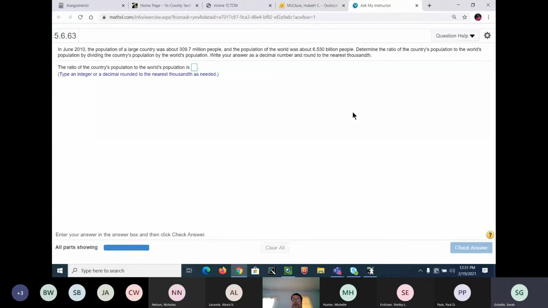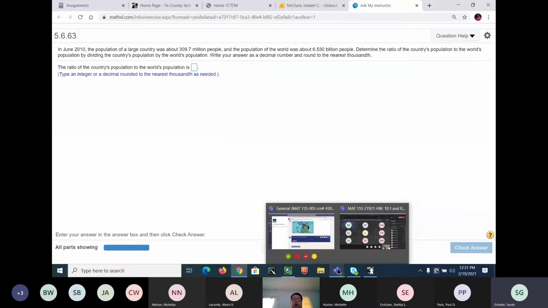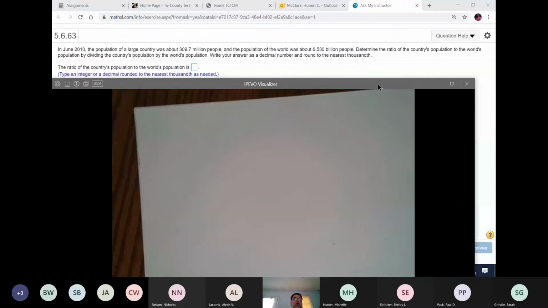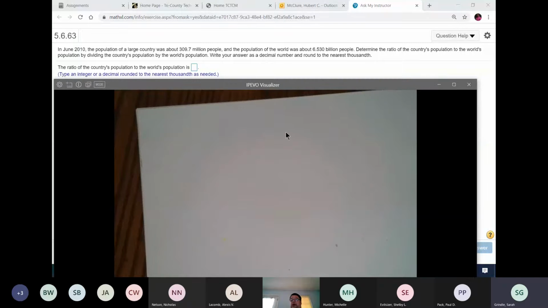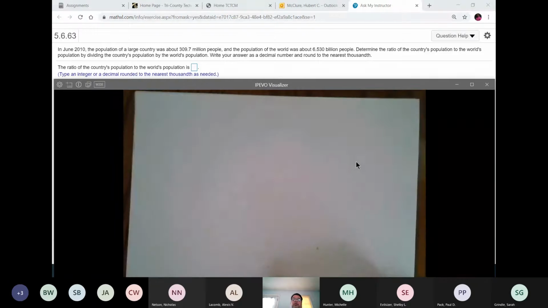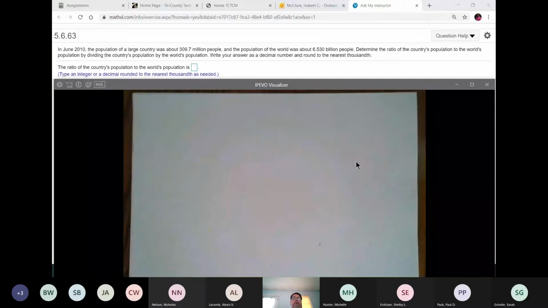First of all, is it a test question? Yes, it's a word problem, so it's a test question. Now, we did go over this one Wednesday, but we'll go over it again since it is a test question. And it tells you what to do. I'm not going to read the question because you can read it and you will see that it tells you to divide the country by the world.